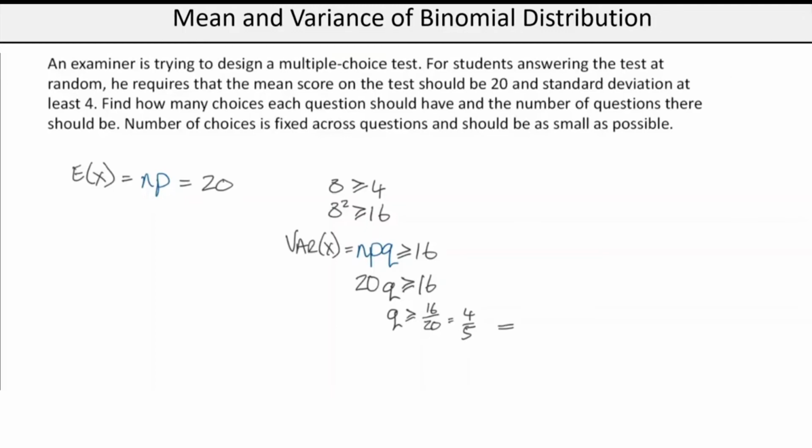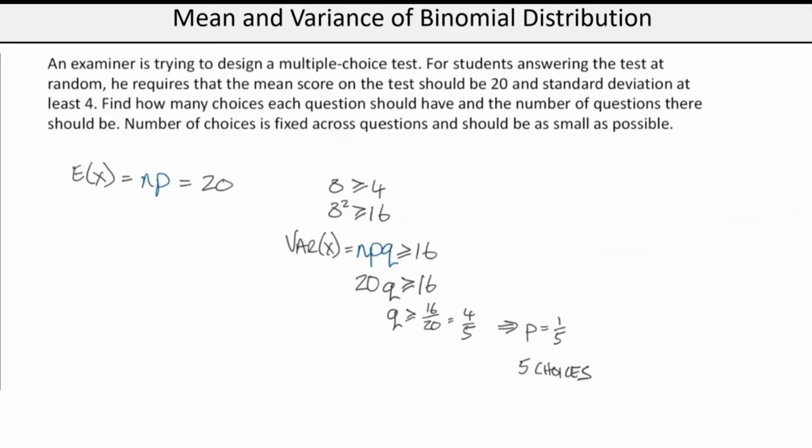We know that P is the complement of Q. So P equals 1/5. The probability of someone guessing at random and being correct is 1/5, meaning there must be 5 choices to the question. 5 choices for each of these multiple choice questions.